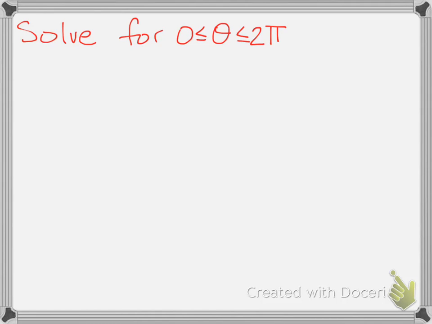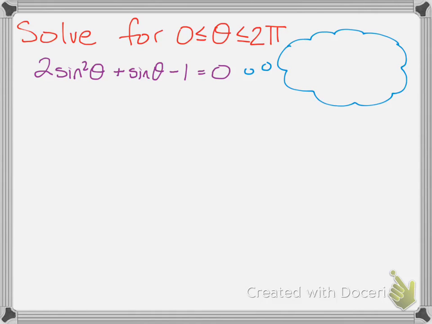So, today we're going to look at how to solve some more complicated trig equations. Solve for theta between 0 and 2 pi: 2 sine squared theta plus sine theta minus 1 is equal to 0. Now, we should be thinking about the fact that this looks like a quadratic. So we should factor it.